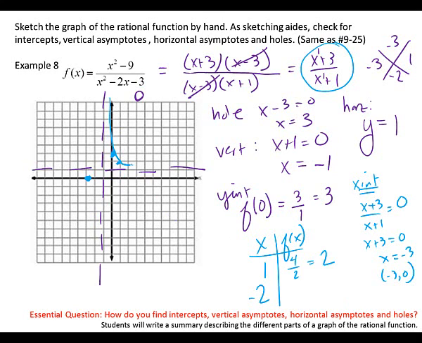Sketch that branch. Oh, but what do I need to make sure I put in there? A hole. So I'm going to go to where my graph was at 3, and I'm going to make sure I have an open circle right there.